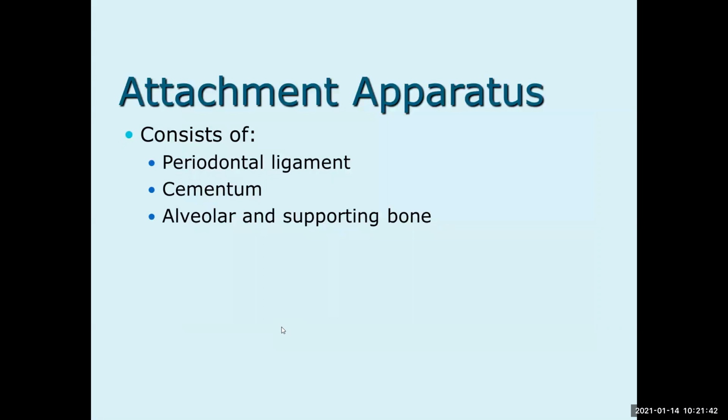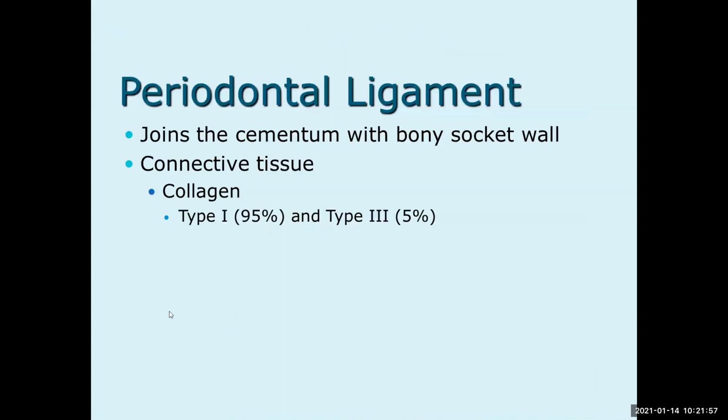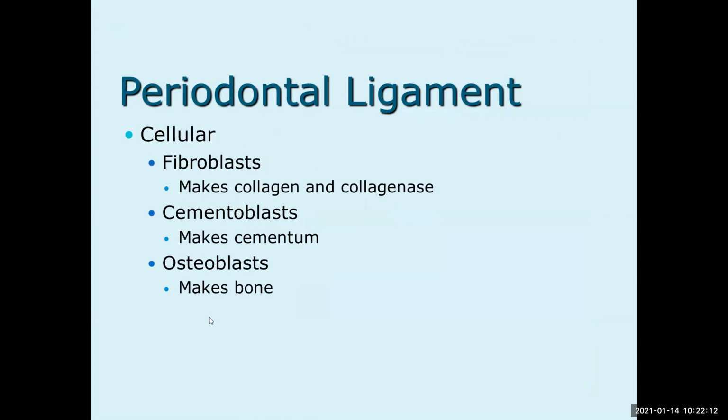Attachment apparatus. The pictograph. You saw this in oral anatomy. Periodontal ligament joins the cementum with the bony socket wall. It's made up of collagen, okay? Type 1 and type 3, mostly type 1. They have fibroblasts, cementoblasts, and osteoblasts. Fibroblasts we talk about, that makes collagen as well as collagenase.